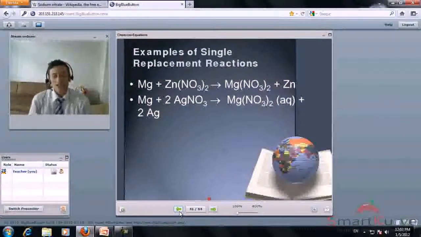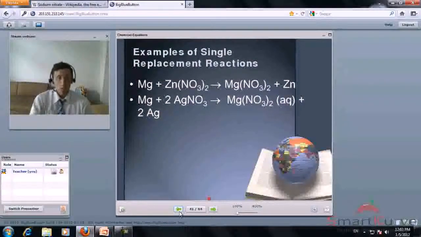Keeping that in mind, let's go back to slide 41. Notice in that first reaction, the magnesium replaces the zinc. That means that magnesium is more reactive than zinc. In the second equation, the magnesium replaces the silver, Ag. That means that magnesium is more reactive than silver. Magnesium is a very reactive metal.